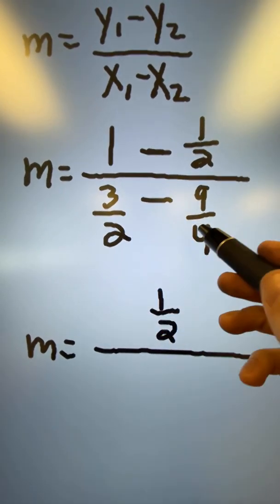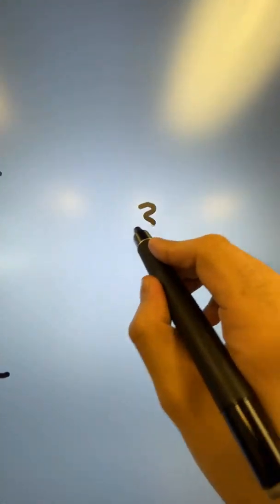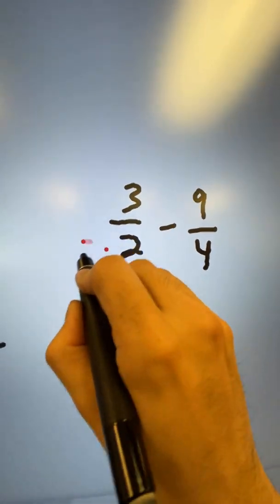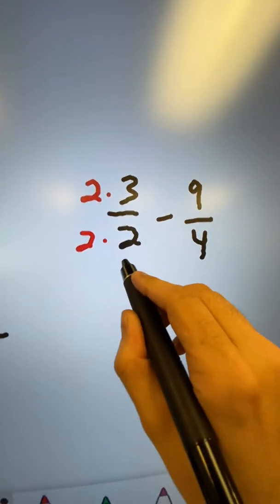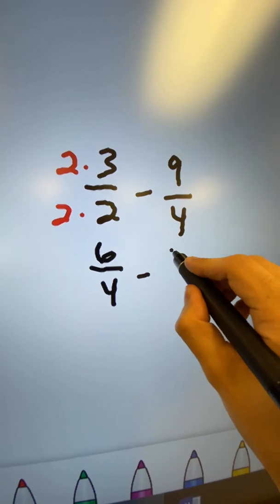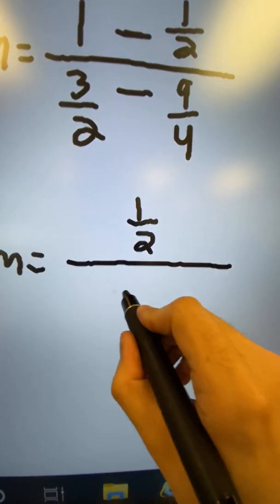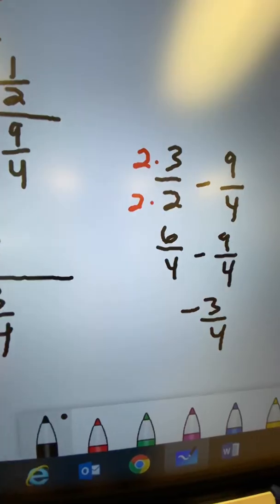If I want to do that work on the side, 3/2 minus 9/4, I have to multiply both of these by 2 to get a common denominator. So I get 6/4 minus 9/4, which is negative 3/4. So that'll be the denominator, negative 3/4.